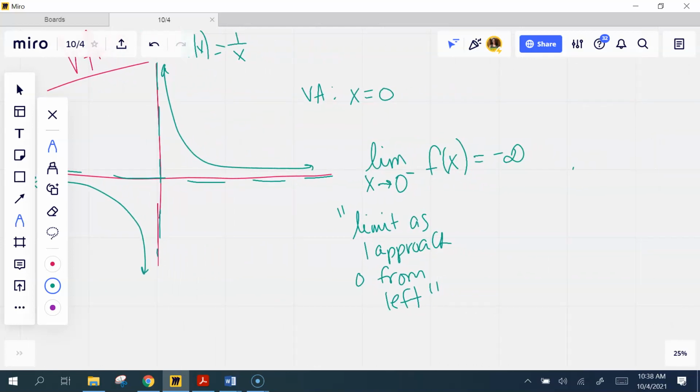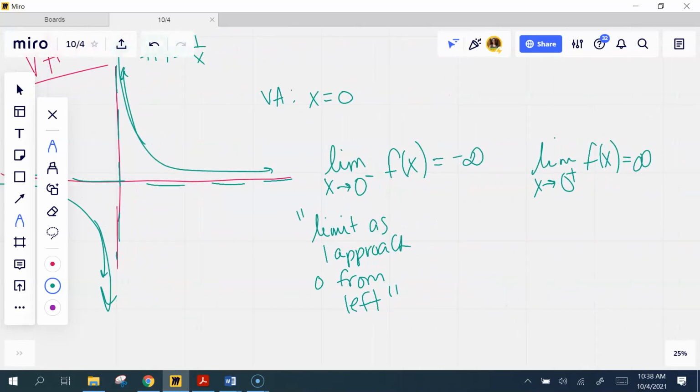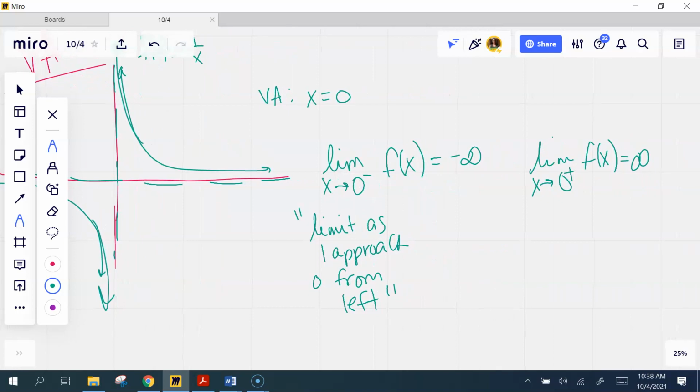How about the limit as x approaches 0 from the right? It's infinity. So from the right side, I'm going up. From the left side, I'm going down. Both of them approaching infinity. Do you agree with that? Yes, no, maybe so? Maybe so.